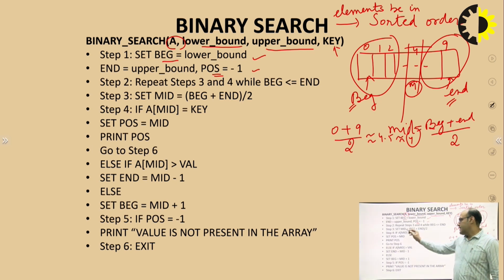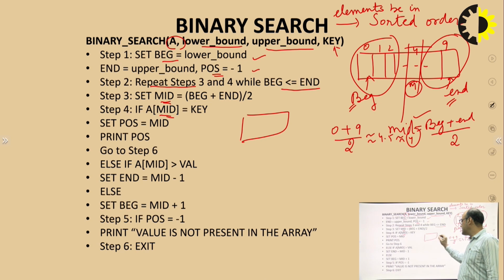Okay. Then we will start a loop. So what happens here in step 3? Repeat steps 3 and 4 while beginning is less than end. Beginning less than end means the array exists. As long as the array exists, we keep on finding the middle value. I have illustrated here: mid is equal to (beginning plus end) divided by 2. If the element which we are going to search exists at the middle element, then it's okay. Otherwise, what will we do? We will search the element either in the left partition or in the right partition.